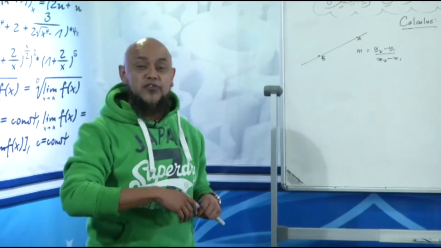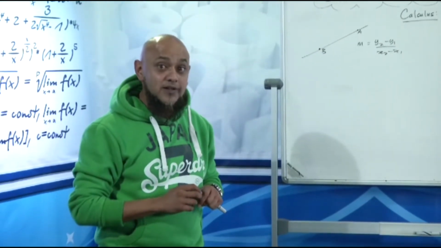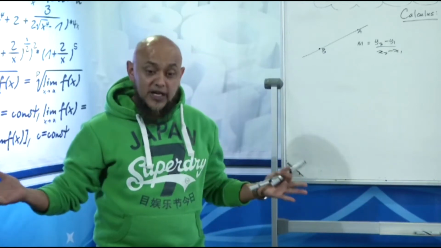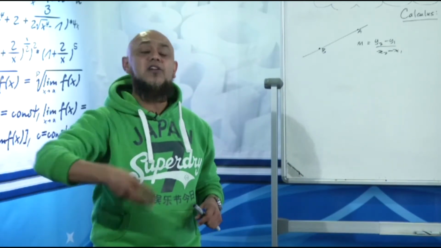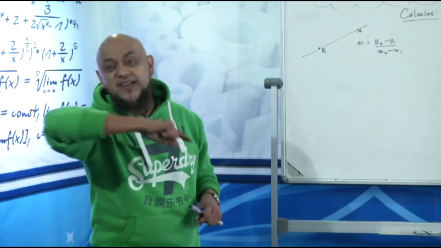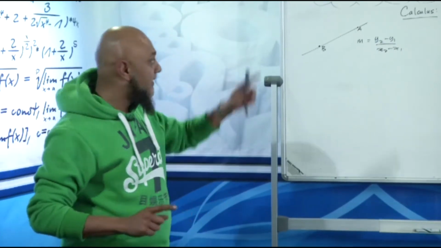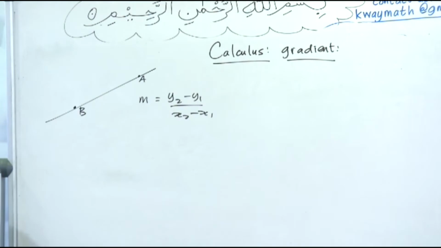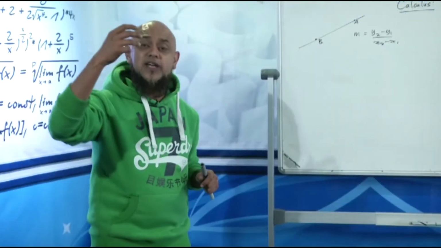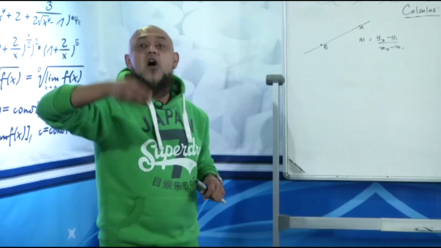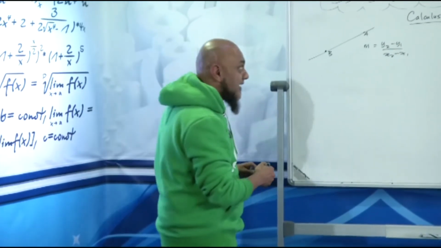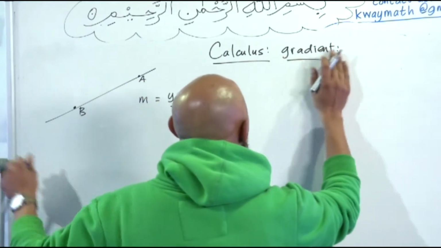But do we only have straight lines in this world? No, you've got an infinite number of graphs. So how would you find the gradient of any other graph besides a straight line? Calculus. Calculus is the only way you will be able to find the gradient, or calculus deals with finding the gradient of any other graph besides a straight line. So the word calculus means gradient.